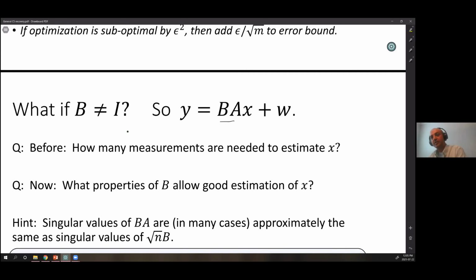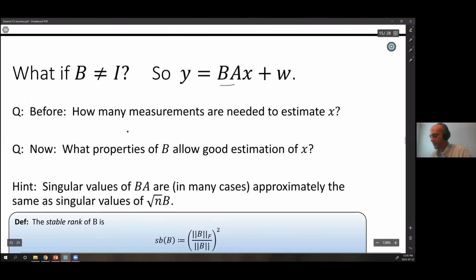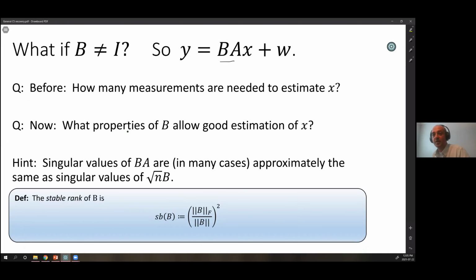Now, I should have mentioned the measurement matrix of B times A would typically have singular values that look just like the singular values of B, because A, when it's random, will typically look like a rescaled orthogonal matrix. Okay, so given that, what we find replaces the number of measurements now is what's called the stable rank of B. This stable rank, B Frobenius norm divided by B operator norm squared, is always less than the rank. When all singular values of B are equal to some constant or zero, then it's exactly the rank, like for a projection. And if the singular values are decreasing, then it will be below the rank depending on the rate of decay.